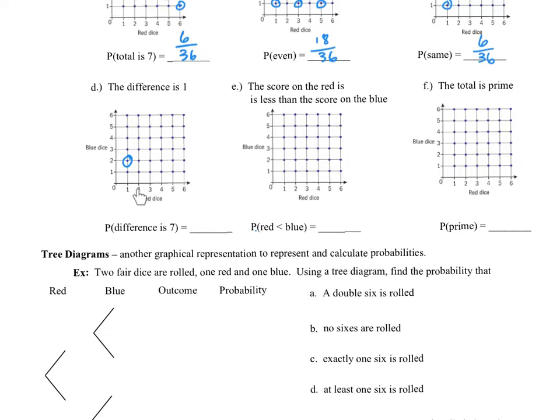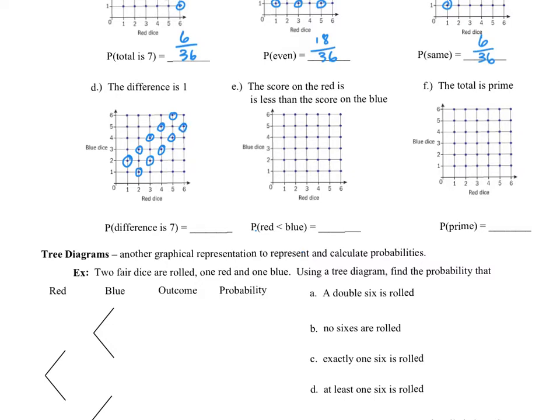When I roll a red 2, I can get a difference of 1 if the blue is 1 or the blue is 3, because 3 minus 2 is 1 and 2 minus 1 is 1. When I roll a red 3, I can get a difference of 1 when I roll either 2 or 4 on the blue. When I roll a red 4, I can get a difference of 1 when I roll either 3 or 5 on the blue. And then when I roll a red 5, I can get a difference of 1 when I roll either a 4 or 6 on the blue. And then when I roll a red 6, the only way I can get a difference of 1 is if I roll a 5 on the blue.